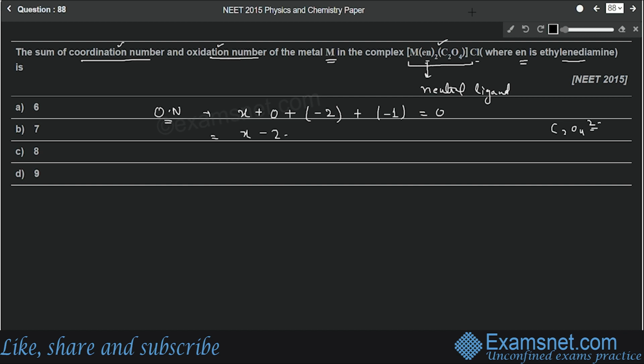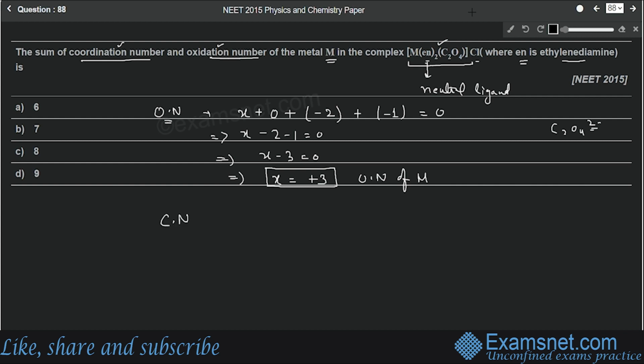So x minus 2 minus 1 equals 0. Then we have x minus 3 equals 0. So from here we can find out that x is equal to +3. So the oxidation number of the metal is +3. Oxidation number of the metal M is +3. Now we'll find the coordination number.